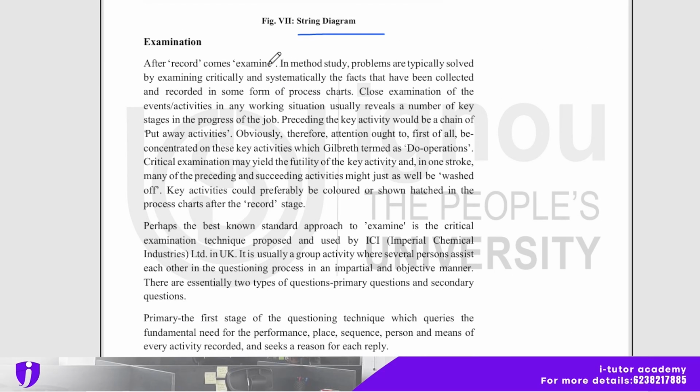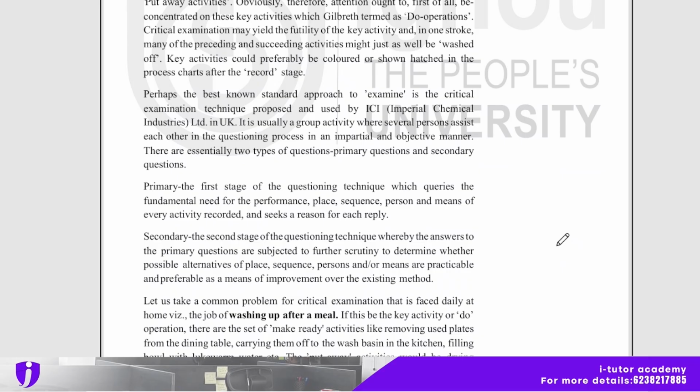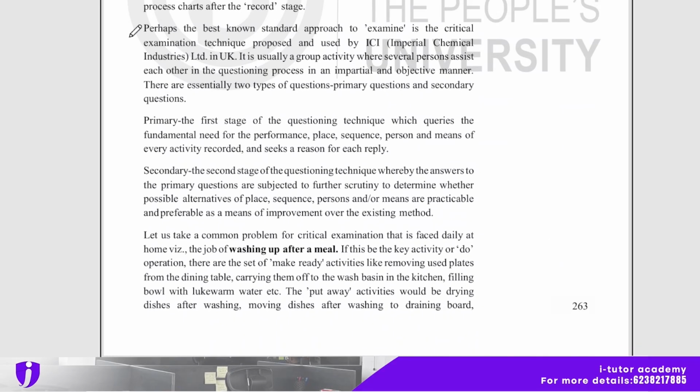After record comes examination. In method study, problems are typically solved by examining critically and systematically the facts that have been collected and recorded in some form of process chart. Close examination of the events and activities in any working situation usually reveals a number of key stages in the progress of the job. Perhaps the best non-standard approach to examination is the critical examination technique proposed and used by ICI, that is Imperial Chemical Industries Limited in the UK.